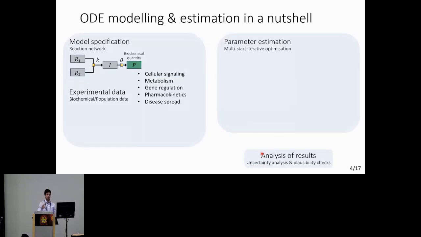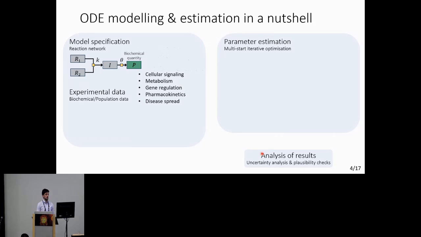So let's start with an introduction to ODE modeling and estimation. So let's suppose we have some kind of a model. So we have some reaction network of chemical species, two reactants, R1, R2, that react together to create some intermediary species, I, and then that species can then be transformed into a product P, a biochemical quantity that we're interested in and can measure. This model, for instance, has two parameters, K and theta, and the model can represent a number of things from cellular signaling and metabolism, and so on.